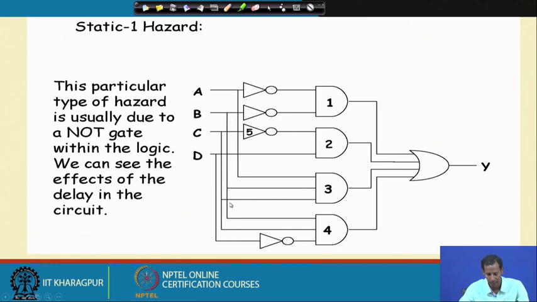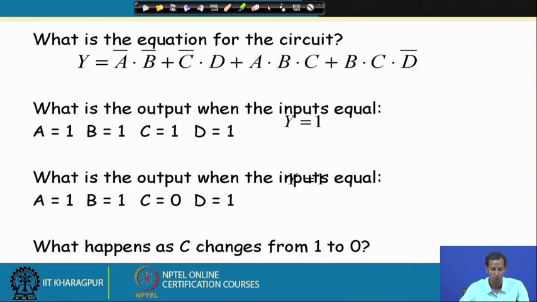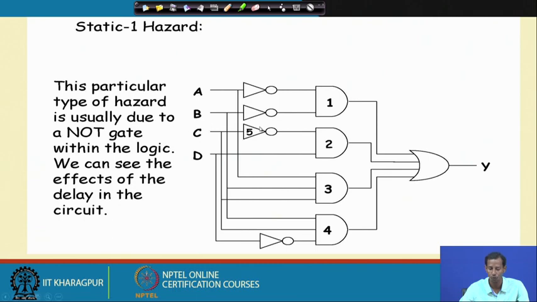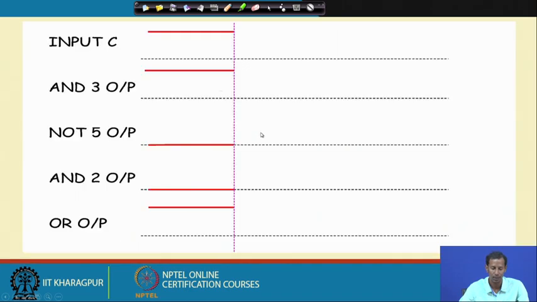A, then B and C. A, B, C is connected to 3. So, A and B are 1 means it depends on the value of C. So, as this is 1, this is also 1. Then what is the NOT 5 output? NOT 5 is just the inversion of C. So, inversion of C means as this is 1, this will be 0.